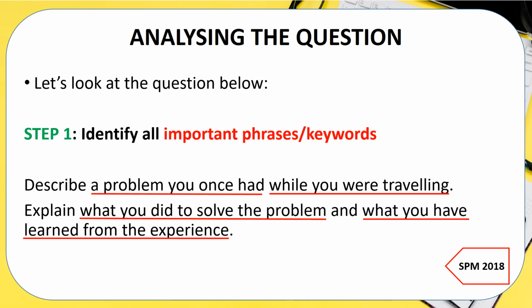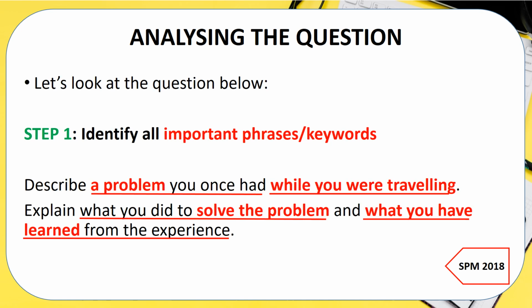So here we have 4 important phrases. The next thing we need to do is find important keywords in each phrase. So the important keywords are a problem, while traveling, solve the problem, and what you have learned. So these are the 4 important keywords from the important phrases we have identified earlier.